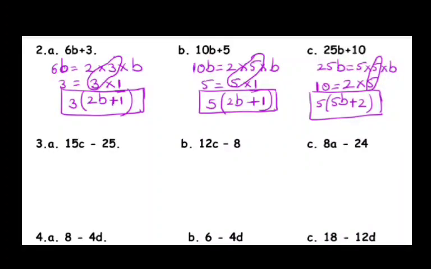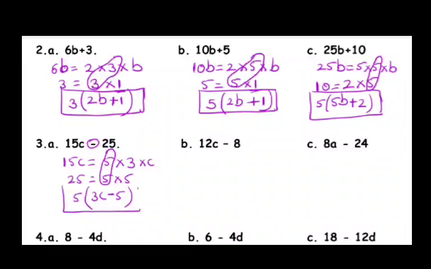Now let's move on to a little different type where you have a subtraction sign in the middle. Same procedure. 15c is 5 into 3 into c. 25 is equal to 5 into 5. We have one 5 common. Write it outside the bracket. 3c. We pick up the minus sign from the question and 5. Here we go.